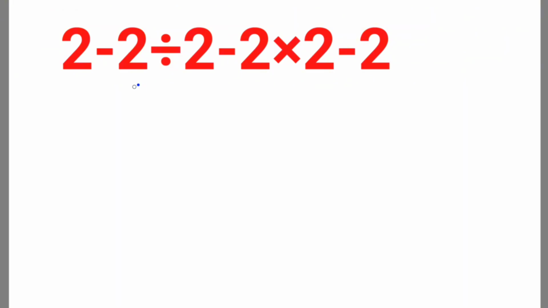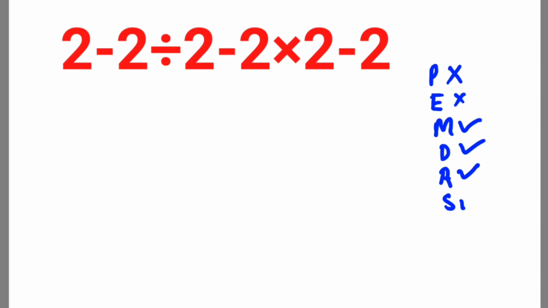So first of all, we have to move from left to right, and we have followed a rule which is the PEMDAS rule, in which first of all parentheses should be solved, then exponent, then multiplication and division, and finally addition and subtraction. So first of all, we will solve this division because we have to move from left to right. So 2 divided by 2 will be equal to 1.